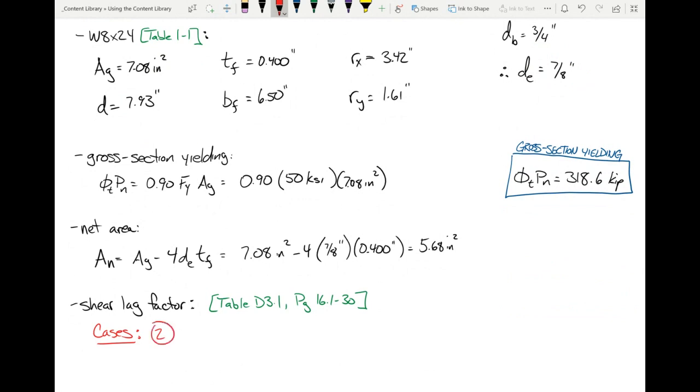Okay? We don't look at case 1. Remember, case 1 and case 2 are sort of our baselines. And case 1 is where all of the cross-section components are connected, and case 2 is where only some of them are connected. And we don't have all the components connected on this problem because there's no bolts going through the web. It's only going through the flanges. So case 2 would apply. Are there any others that apply?